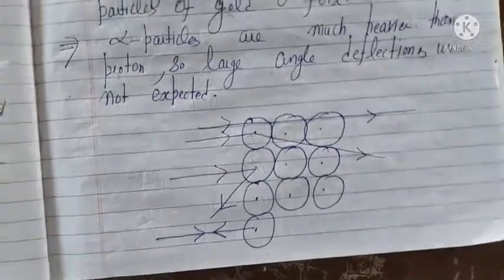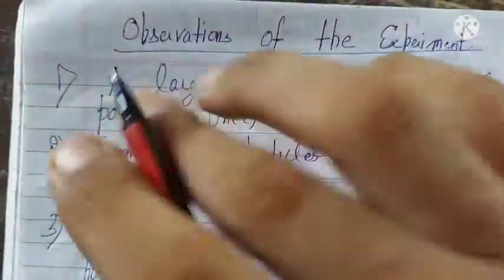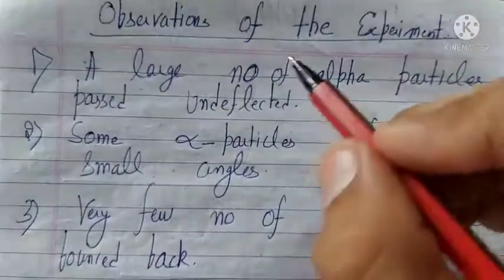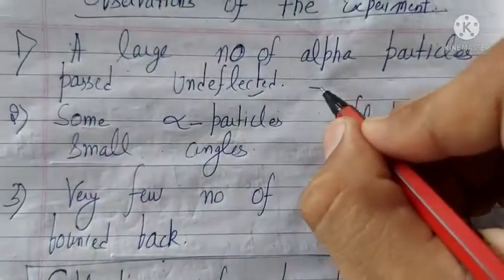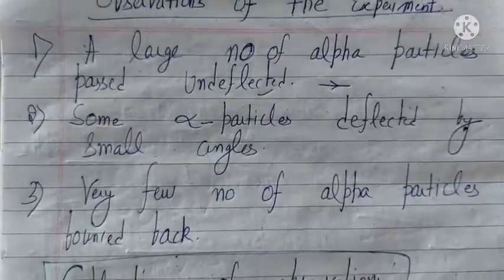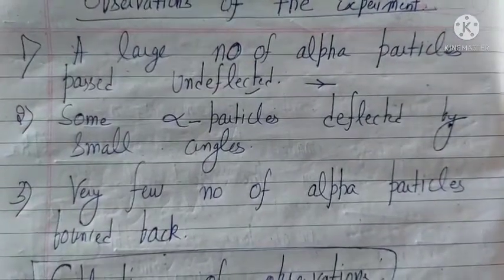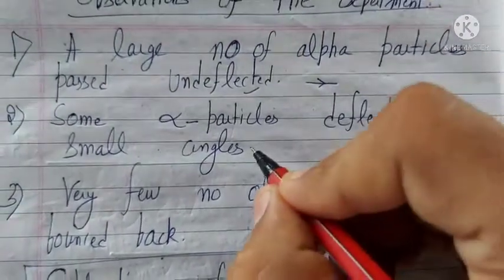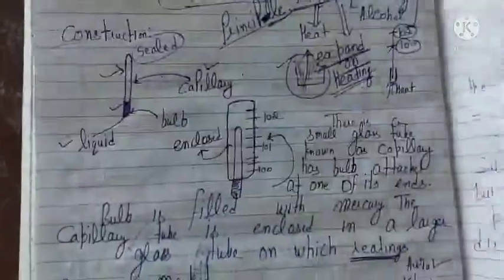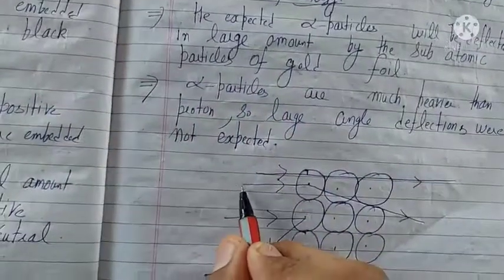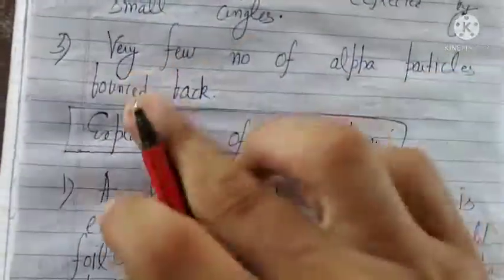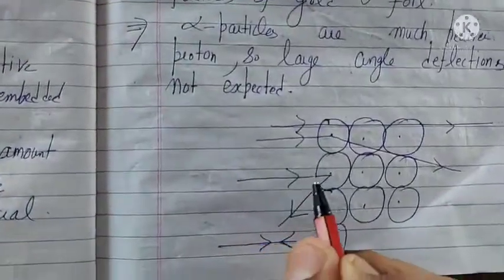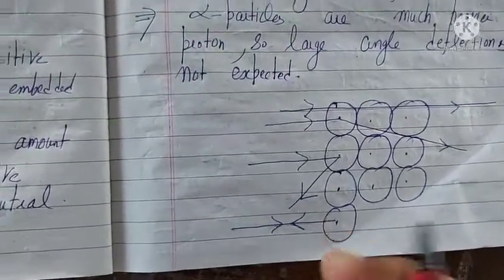So when these alpha particles hit the gold foil, a large number of alpha particles passed undeflected. Undeflected means they have not deflected from their path, they continue to move in their original path. Some alpha particles are deflected by small angles, like this. This alpha particle is going like this, it has been deflected by a small angle, okay. And very few alpha particles bounced back like this. This alpha particle is going and it bounced back along the same direction.